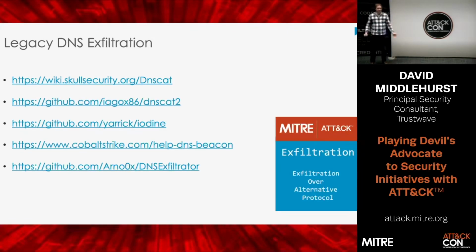So this has already been done loads of times, and there's obviously MITRE ATT&CK, exfiltration over alternative protocol, which I think this fits into. If you're interested in DNS-based comms, then the first resource there, the SkullSecurity wiki, is probably the best place to look, because they really go into the protocol and push it to its limits, and they make some design decisions about how they implemented dnscat. So that's something to look at. But there are also these other things.